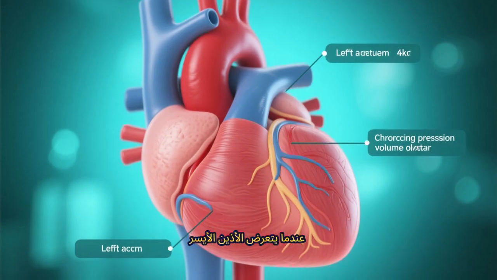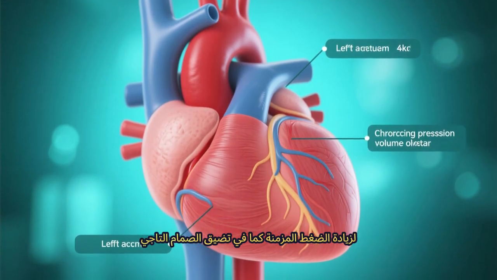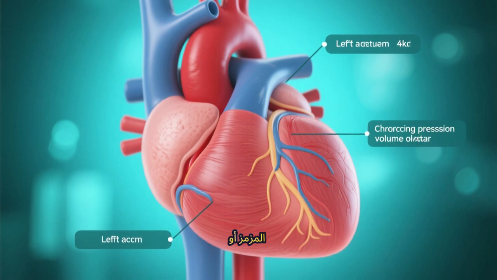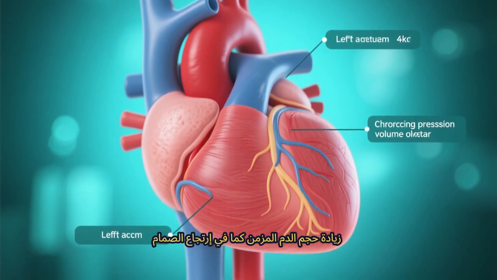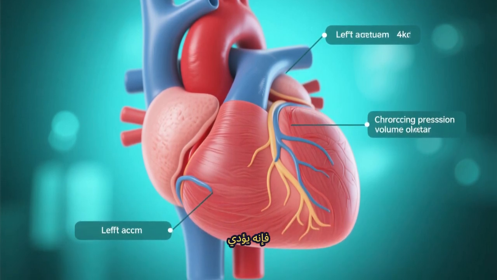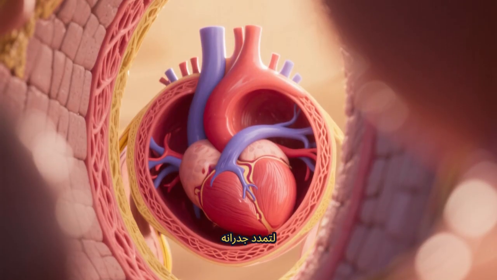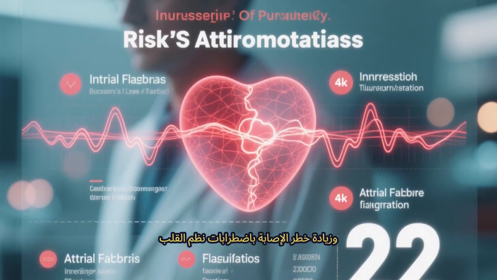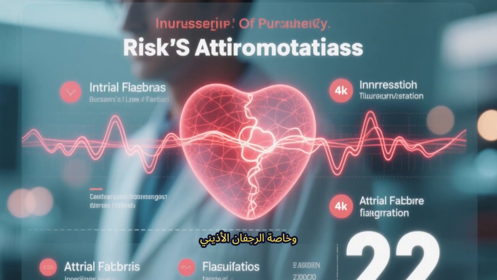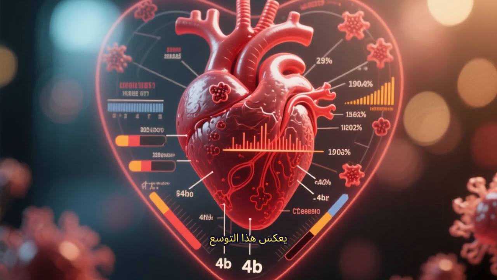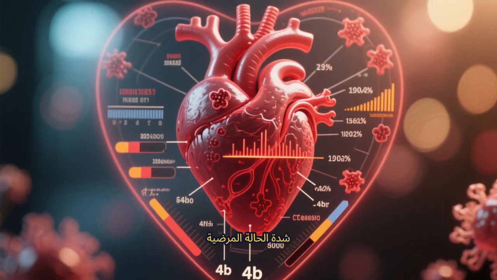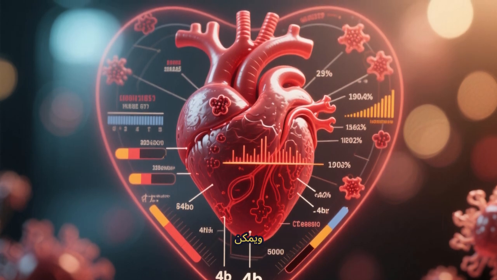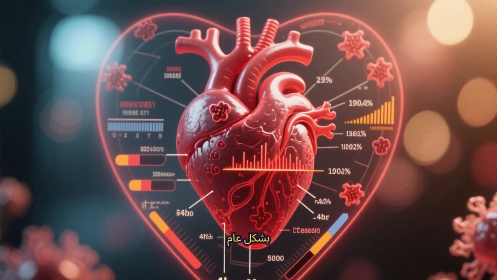Pathophysiology: when the left atrium is exposed to chronic pressure overload as in mitral stenosis, or chronic volume overload as in mitral regurgitation, it undergoes stretching of its walls, structural remodeling, and an increased risk of arrhythmias, especially atrial fibrillation. This enlargement reflects the severity of the underlying disease and can influence overall cardiac function.